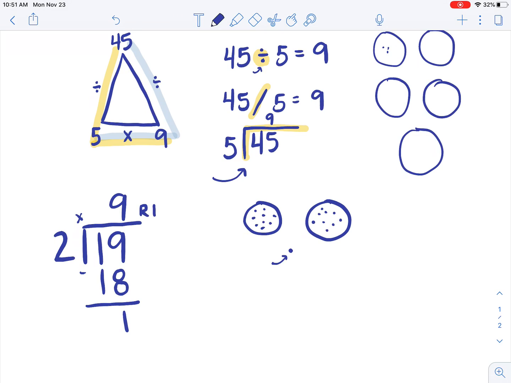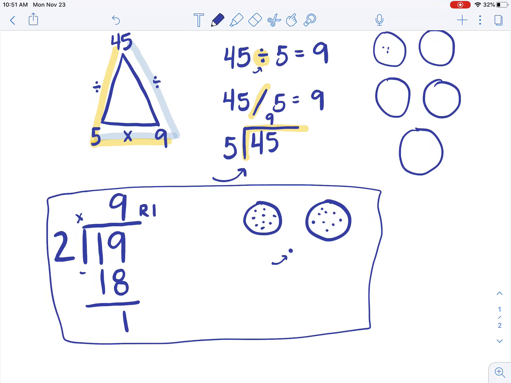Remainder 1. When I have my little r, my remainder means the stuff that I have left over that doesn't equally fit into my group. You should have drawn this here in your notebook to remind yourself what we're doing. Let's try another one together.